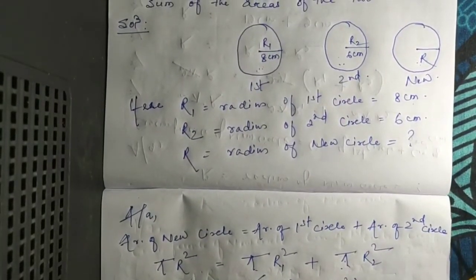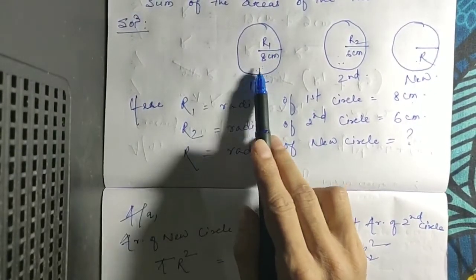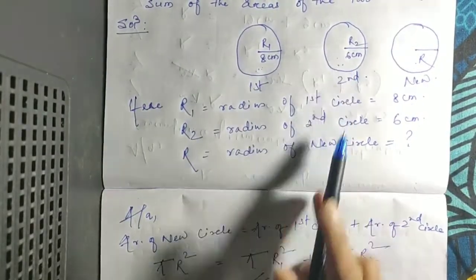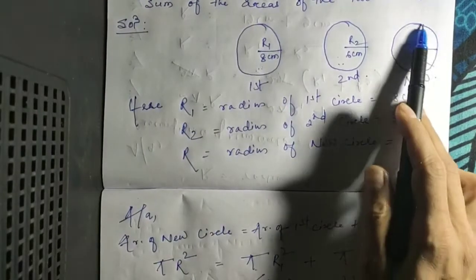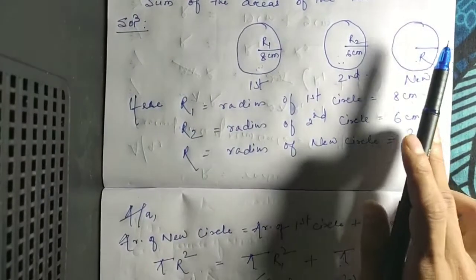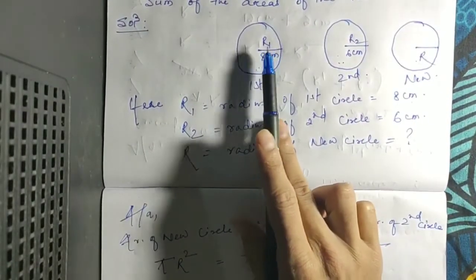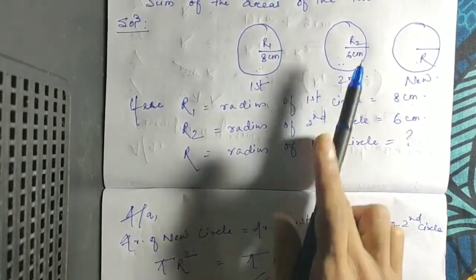I hope it is clear. Let's revise it once again. The radius of the first circle is given as 8 centimeter. The radius of the second circle is given as 6 centimeter. We are asked to find the radius of a new circle whose area is equal to the sum of the area of the first circle plus the area of the second circle.